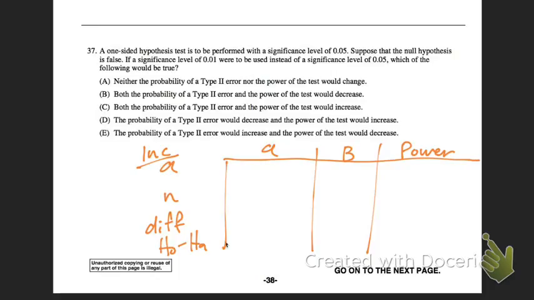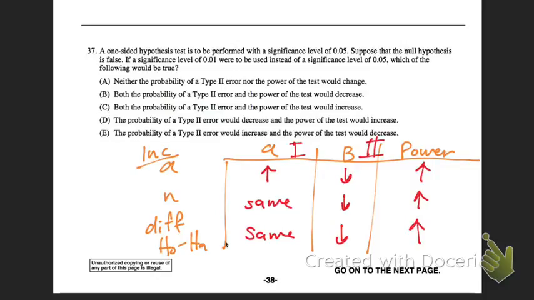So if I increase alpha, what happens to alpha? I think it goes up. Beta goes down, power goes up. If I increase sample size, what happens to alpha? Same. Beta goes down, power goes up. Okay, is that right? Yes. Perfect. Thank you, Gabby.